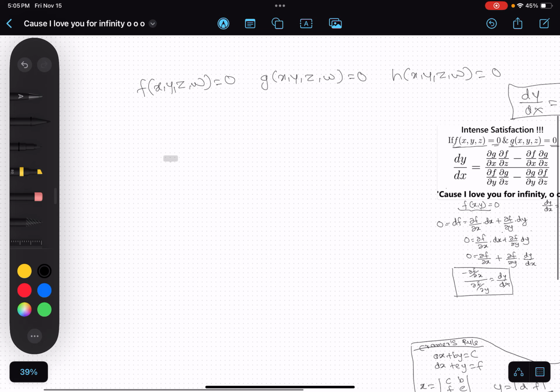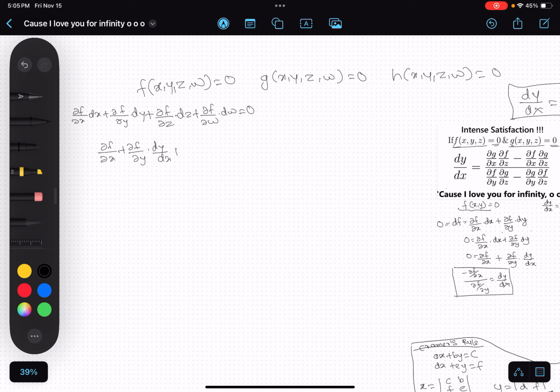So over here also we know that this should be partial f by partial x times dx plus partial f by partial y times dy plus partial f by partial z times dz plus partial f by partial w times dw equals 0. Now if I divide everything by dx, this would be partial f by partial x plus partial f by partial y dy by dx plus partial f by partial z dz by dx plus partial f by partial w dw by dx equals 0. Similarly from the others we'll get the same thing.